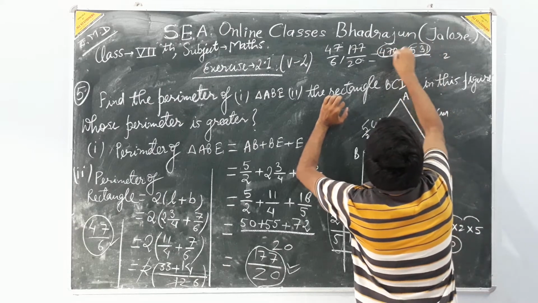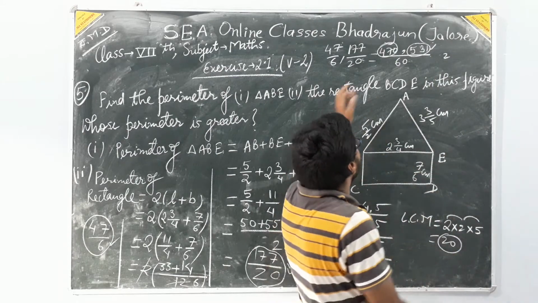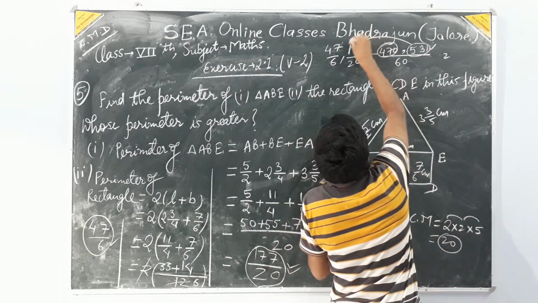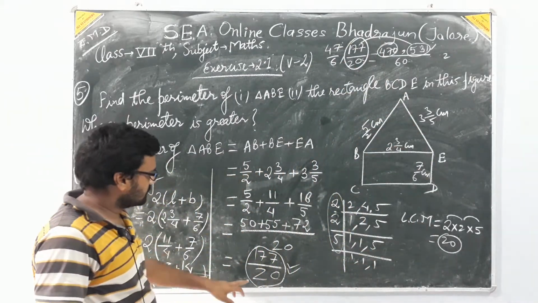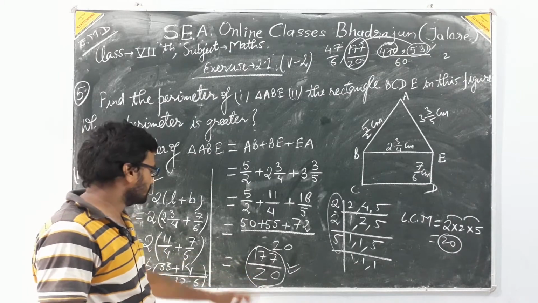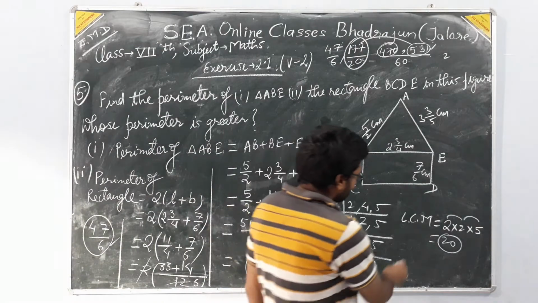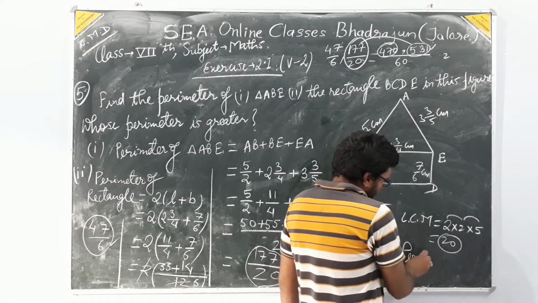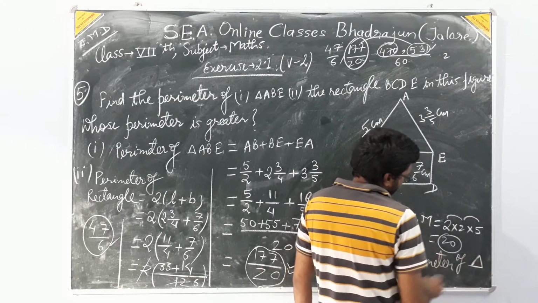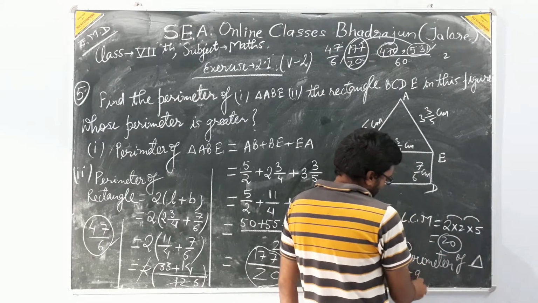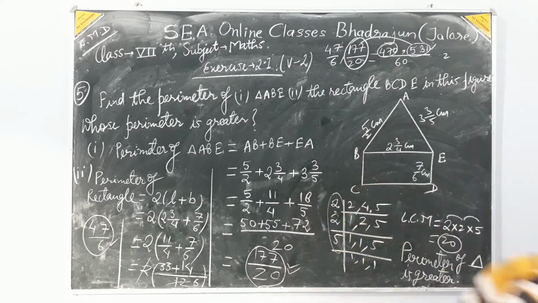Which number is greater? Here we see 531 is greater. It corresponds to the perimeter of our triangle, which is 177 upon 20, so it is greater than the perimeter of our rectangle. So our final answer is that the perimeter of the triangle is greater. I hope you all got it.